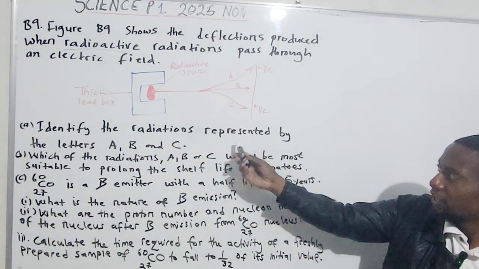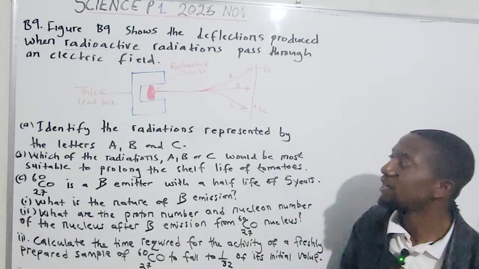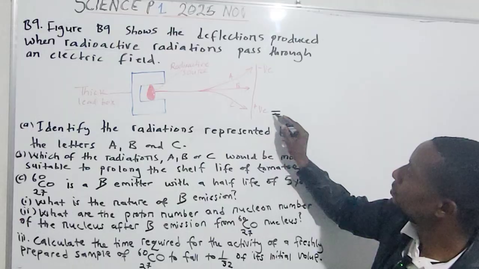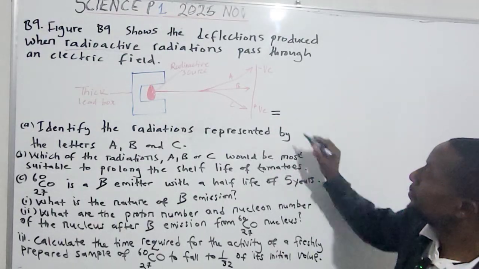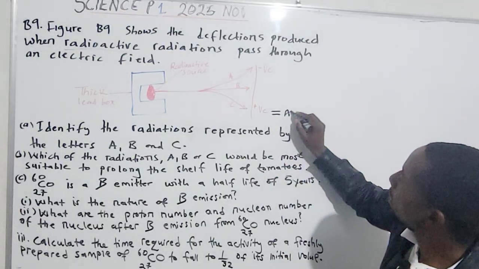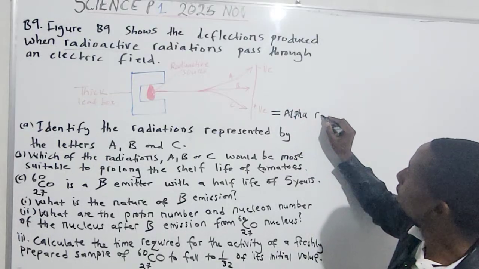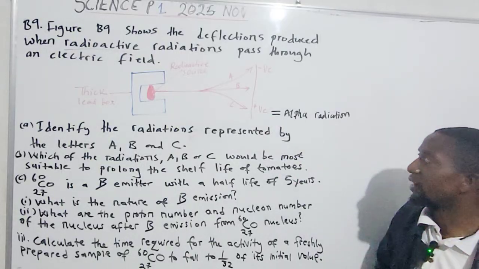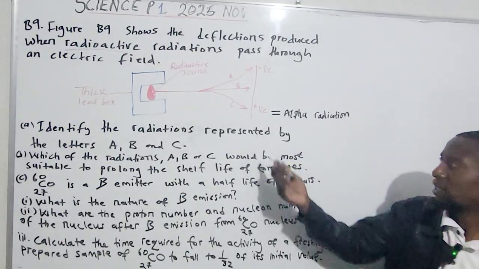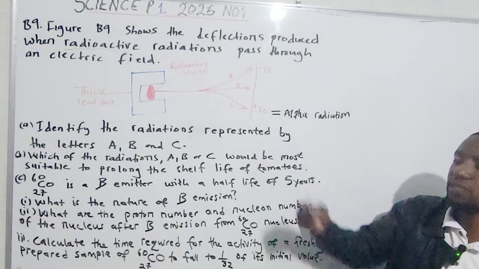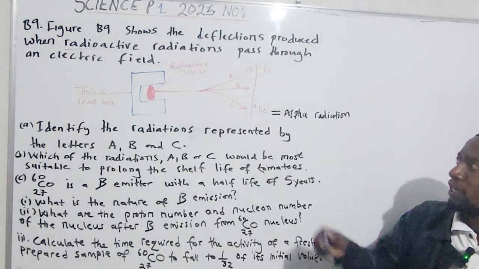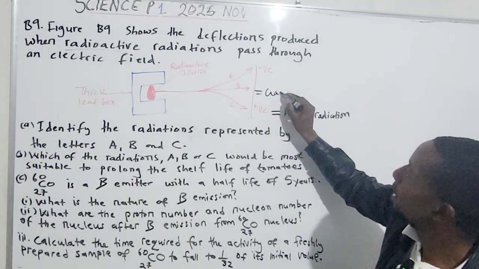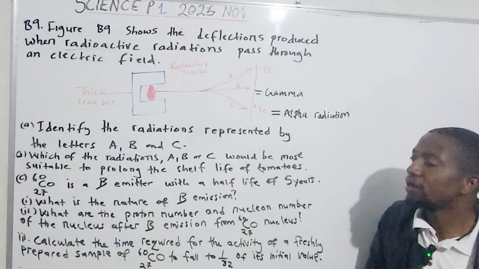Identify the radiations represented by the letters A, B, and C. So we can see this one has a positive charge. So the one with a positive charge is what? This is an alpha radiation or alpha particle, because it has given us a positive charge. There we can see it has a positive charge. This one has no charge. So this one has to be what? Gamma. So this is gamma radiation.